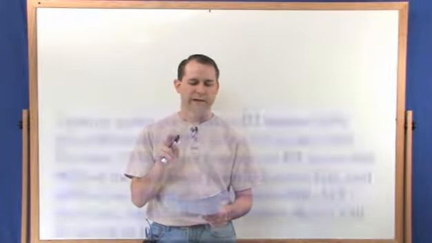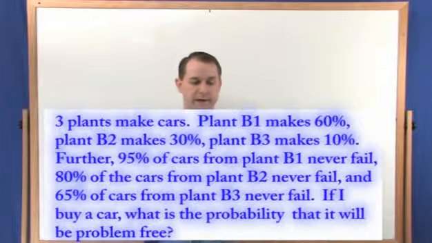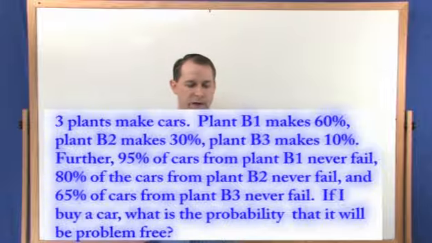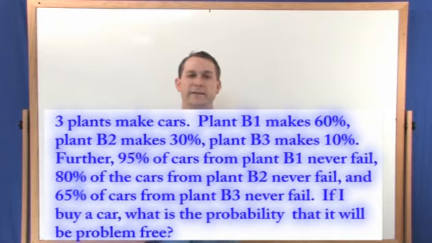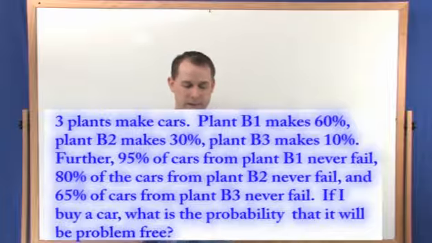Suppose that three plants make cars. Somebody's making automobiles, and three different plants can make them. Plant B1 makes 60% of the cars. Plant B2 makes 30% of the cars. Plant B3 makes 10% of the cars. Furthermore, 95% of the cars from plant B1 never fail, 80% of the cars from plant B2 never fail, and 65% of the cars from plant B3 never fail.